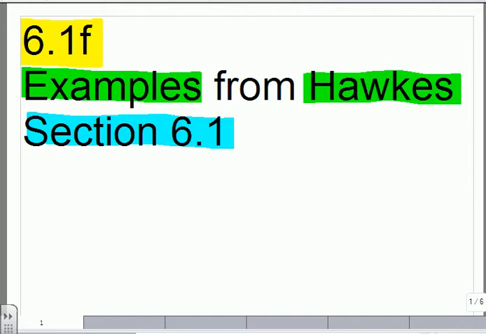In the sixth video from section 6.1, we're going to be taking a look at examples from Hawks, and this is probably just going to be the first video of that because I don't think we can get through all of them, so let's get started.